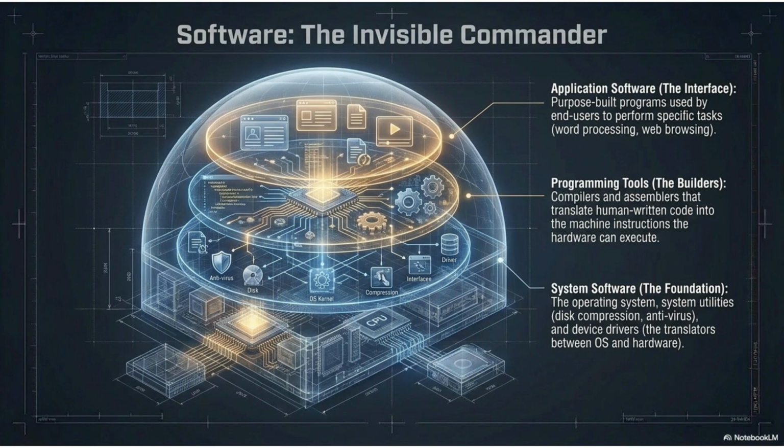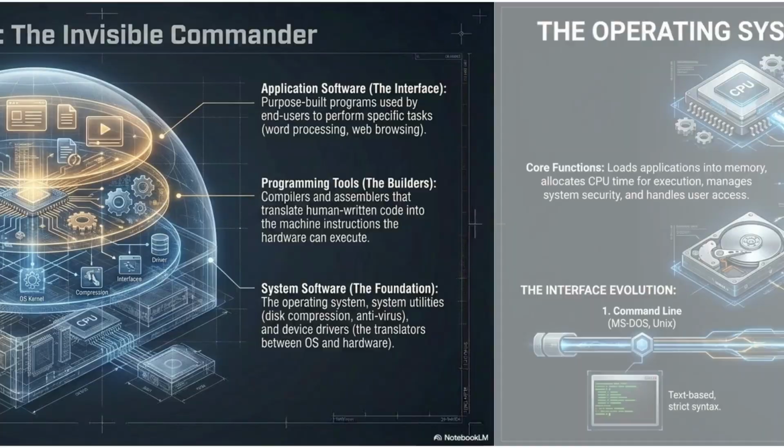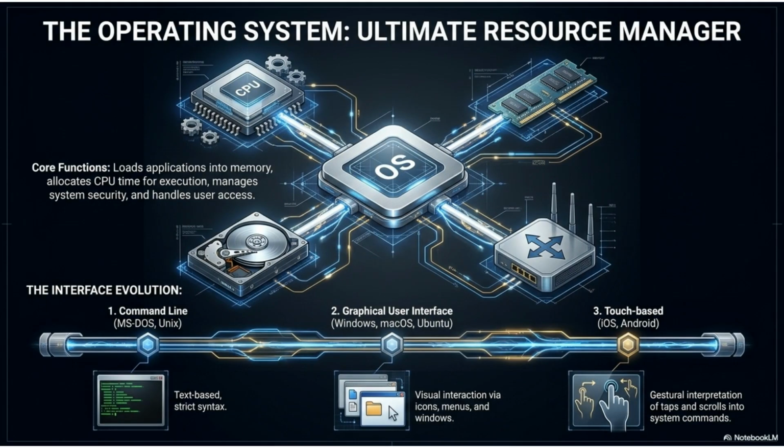Software acts as the invisible commander. It includes system software that forms the foundation, programming tools used to build other software, and application software that provides the interface for end users to perform specific tasks. The operating system is the ultimate resource manager. It coordinates hardware, memory, and security. Over time, interfaces have evolved from text-based command lines to graphical user interfaces and modern intuitive touch-based controls.